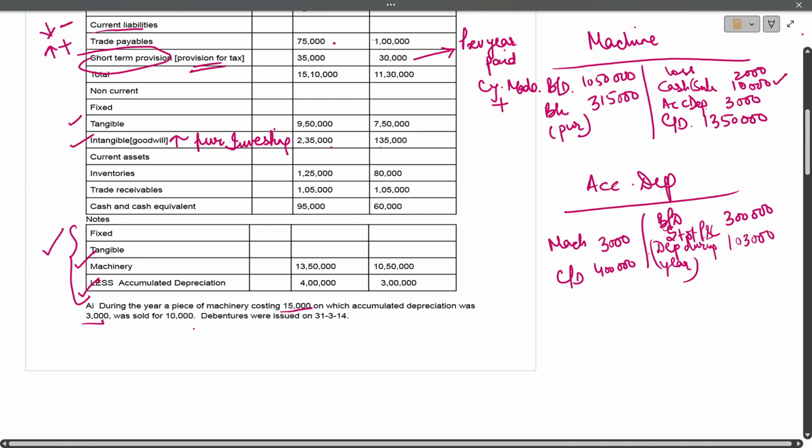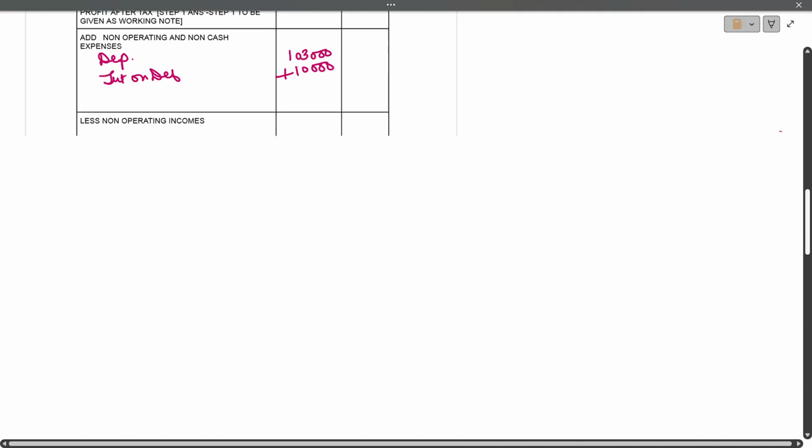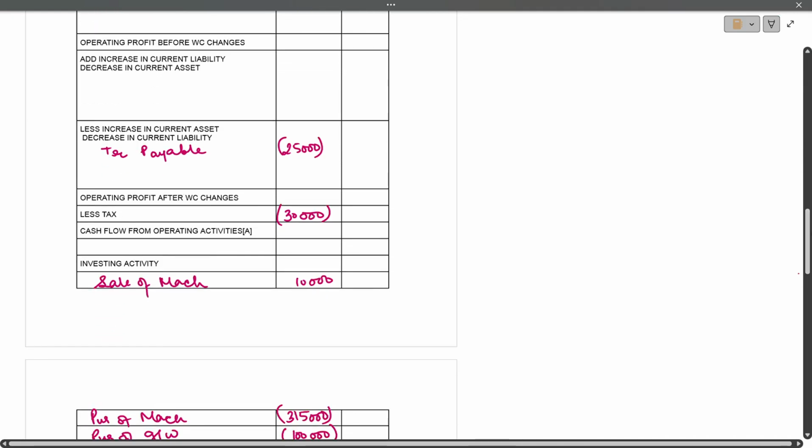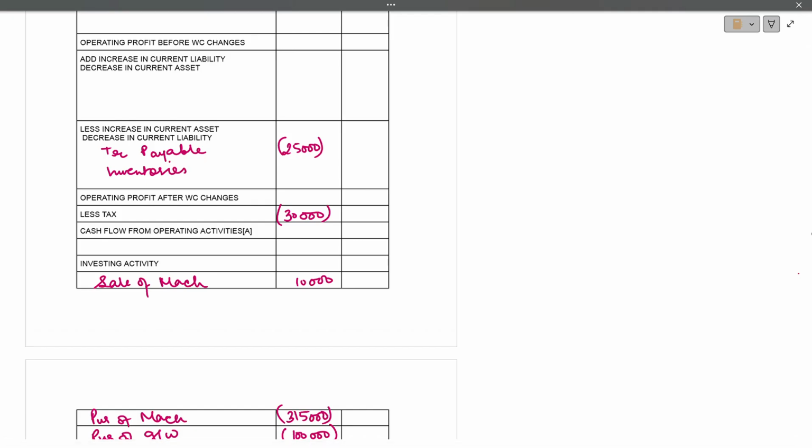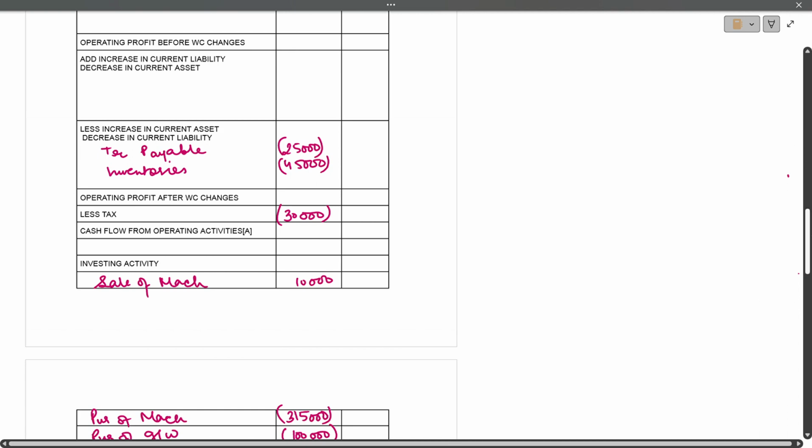We have treated intangible. Now we come under current asset, inventory, increase. Current assets have indirect relationship. Their decrease is added, increase is deducted. So this is an increase of 45,000. This will be deducted. Inventories 45,000 will be deducted by us. Let's move on to the next.